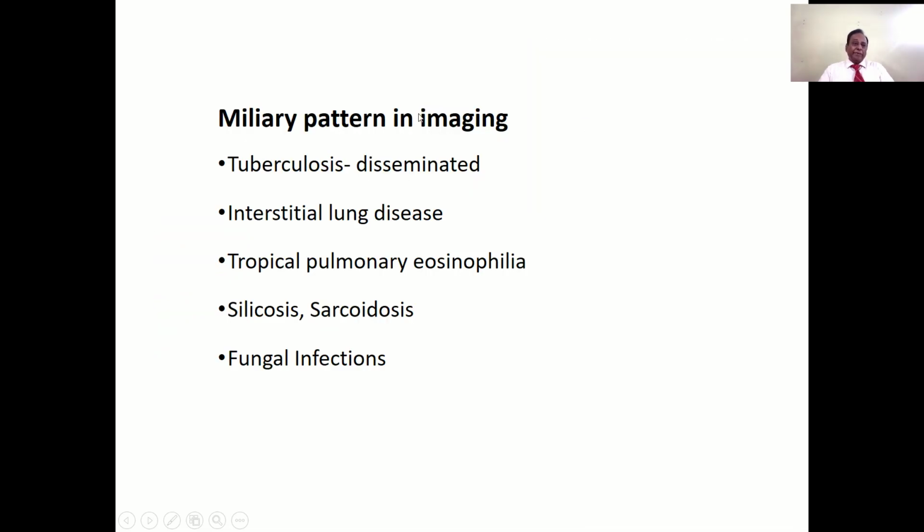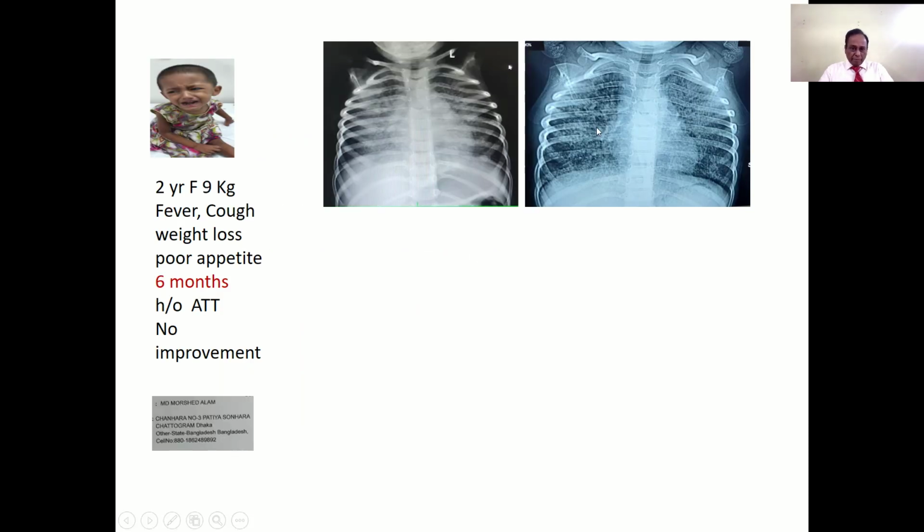What is the differential diagnosis? A miliary pattern can be caused by tuberculosis, that is miliary tuberculosis, or sometimes interstitial lung disease, or it may be due to tropical eosinophilia, silicosis, sarcoidosis, fungal infection. All these conditions may produce it, but it doesn't stop with the miliary mottling alone. If you look at that, you can see that it is not miliary, it's something more than that. It is not a typical nodule.